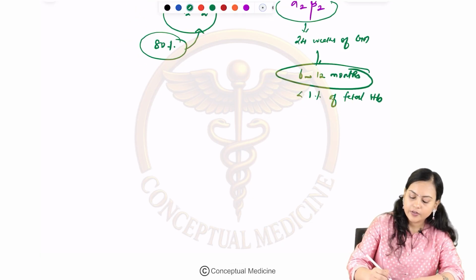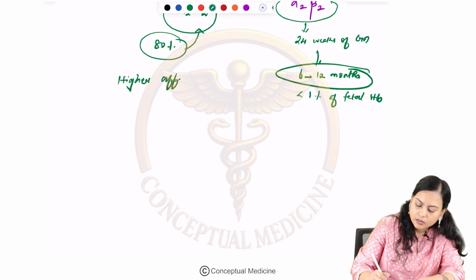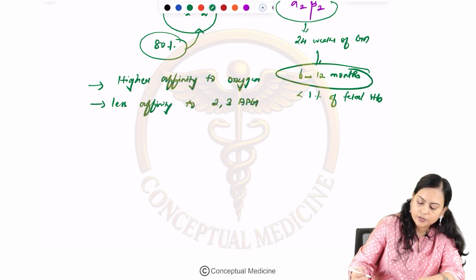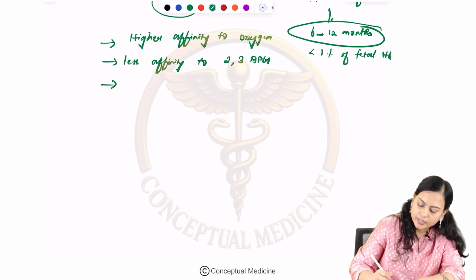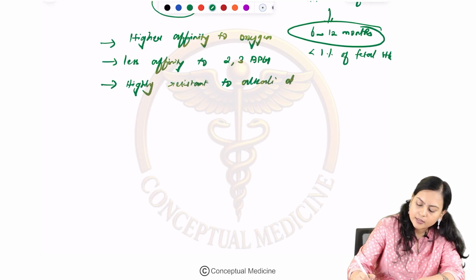Okay. Now we have to know about the fetal hemoglobin. Fetal hemoglobin is having higher affinity to oxygen, and it has less affinity to 2,3-bisphosphoglycerate. Also, it is highly resistant to alkali and acid denaturation.